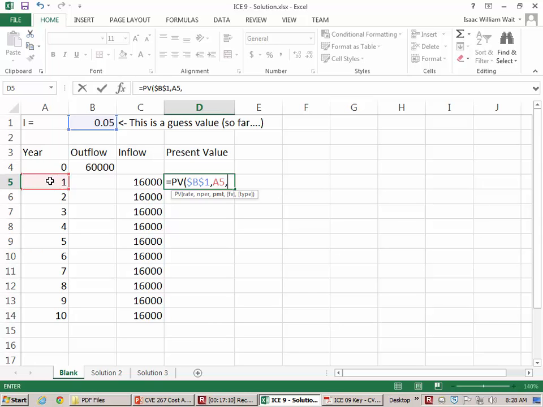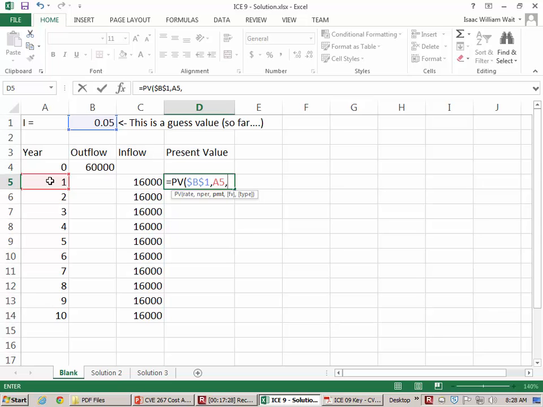Okay, so this is a bit tricky here. It's saying PMT means payment. We're not telling it an annual payment. This is a one-time future value. So I'm going to put a comma. I'm going to leave it blank. You just put another comma.